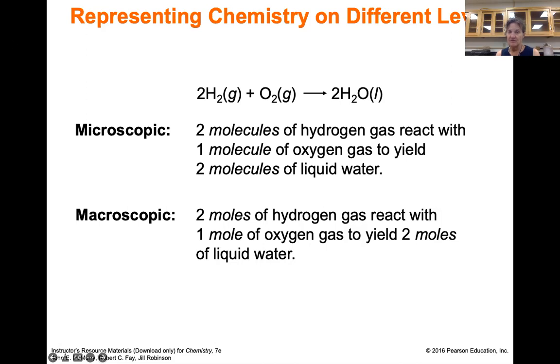So you could also think about this on a macroscopic level of saying 2 moles of hydrogen gas reacts with 1 mole of oxygen gas to yield 2 moles of liquid water. So makes sense. If you have a molecule ratio, it's going to be the same mole ratio, because a mole is just a way to group molecules.